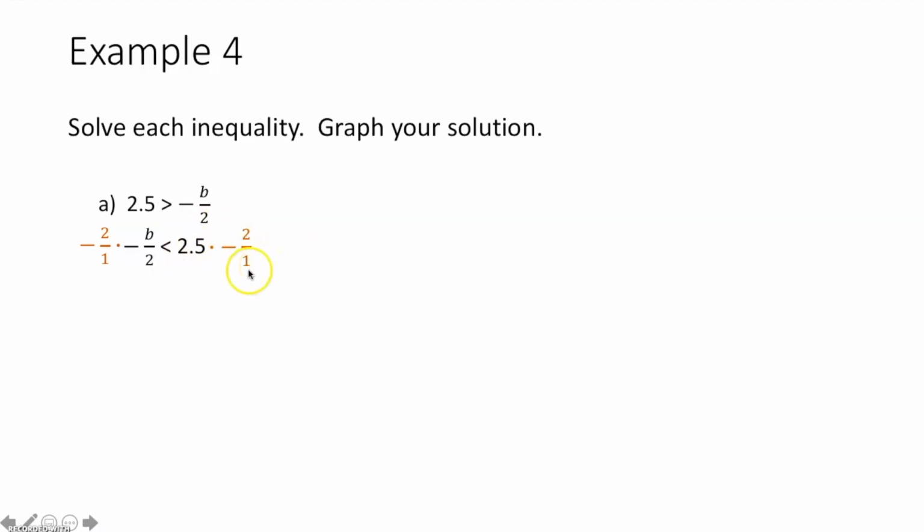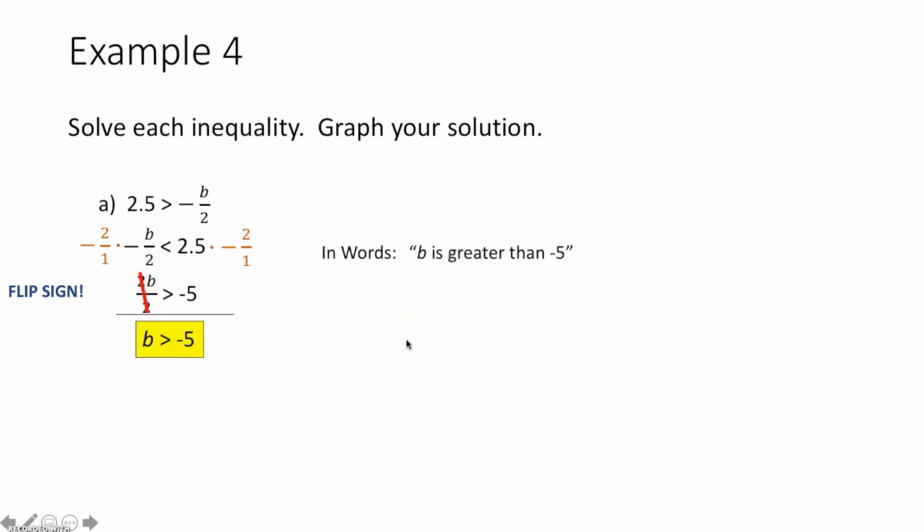Now, again, when you multiply both sides of an inequality by a negative number or divide it by a negative number, you need to flip this inequality sign. So this is going to give you positive 2b over 2 is greater than negative 5. Now, these 2's cancel each other out if you didn't know that up here, and you get b is going to be greater than negative 5. So when you're graphing, first thing we want to do is ask ourselves, how do I say it in words? It's b is greater than negative 5.